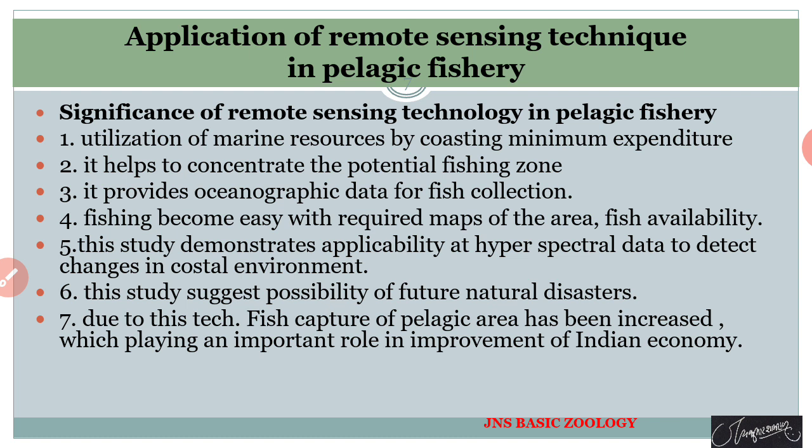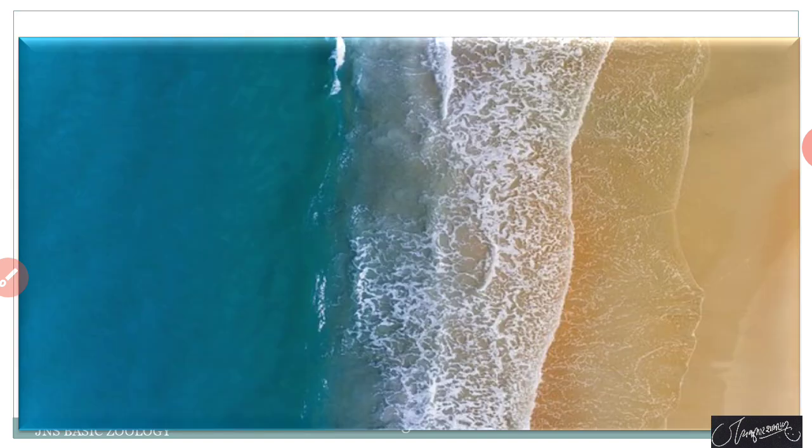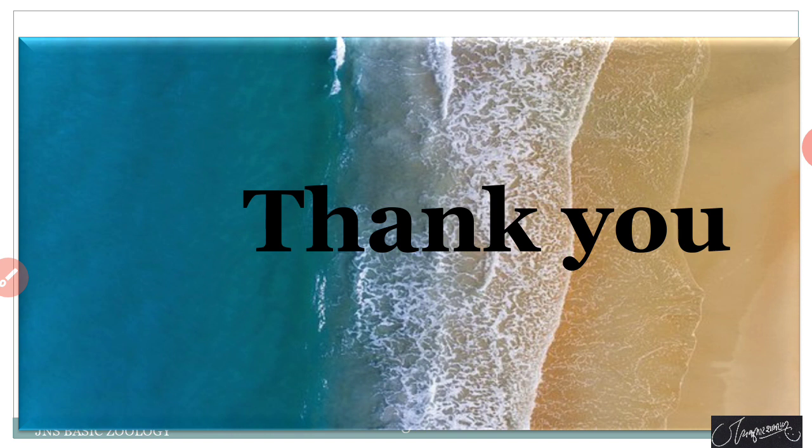This study demonstrates the applicability of hyperspectral data to detect changes in coastal environment. This study suggests the possibility of future natural disasters. Due to this technique, fish capture of pelagic area has increased, which plays an important role in improvement of the Indian economy. So, these are some points related to remote sensing technology and its uses in pelagic area.